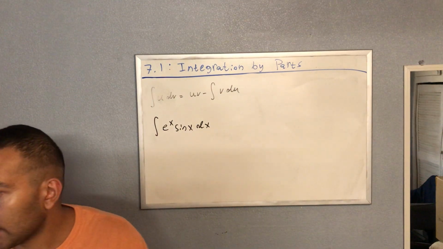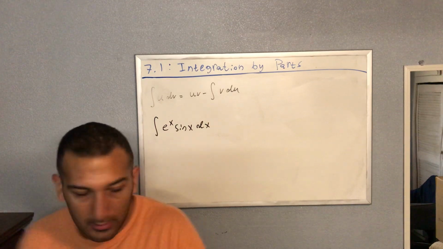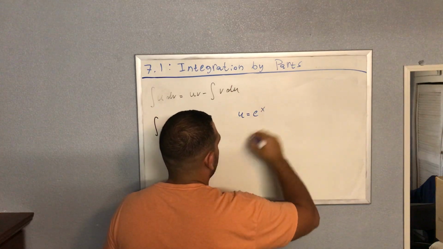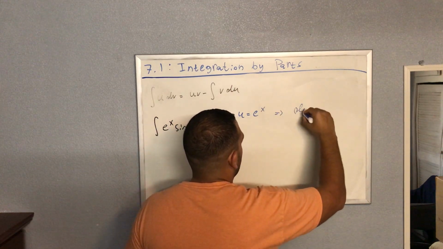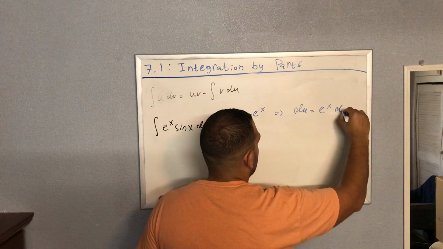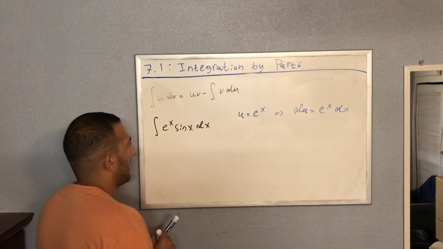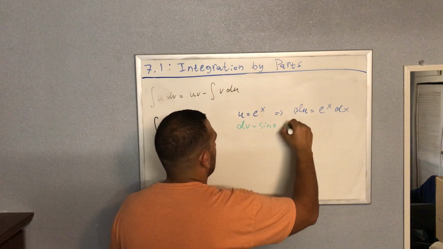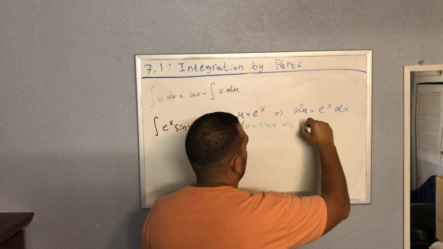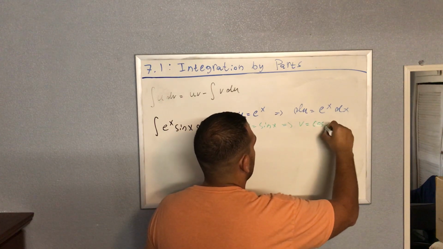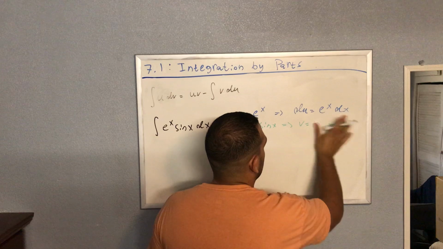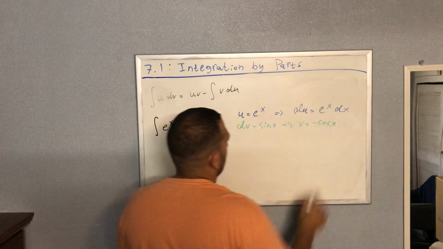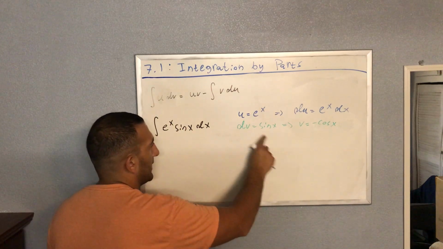So what we're going to do is we're going to let u be e to the x, and that means when you take the derivative, du is e to the x dx. And then we're going to let dv be sine x. And then so when you take the integral, v will just be cosine x. Oh, sorry, negative cosine x. Right, the integral of sine is negative cosine.